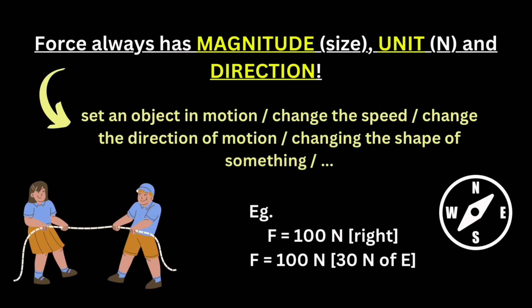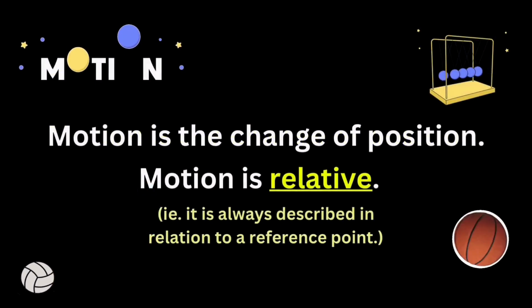We can say force F is equal to 100 newtons to the right. In this case, the magnitude is 100 and the direction is to the right. Or we can say force is equal to 100 newtons, 30 degrees north of east or west of south, depending on the situation. And next, we'll talk about motion.